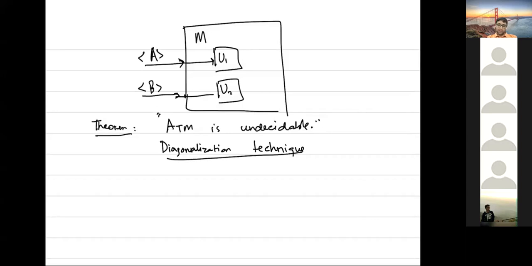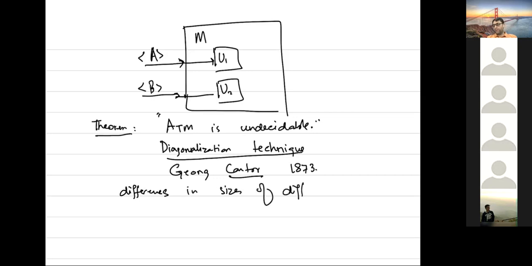The diagonalization technique is a mathematical technique. It was discovered and used by a mathematician, George Cantor, in 1873. I will talk about what this diagonalization proof was. But what Cantor was interested in was knowing the differences in sizes of different infinities.